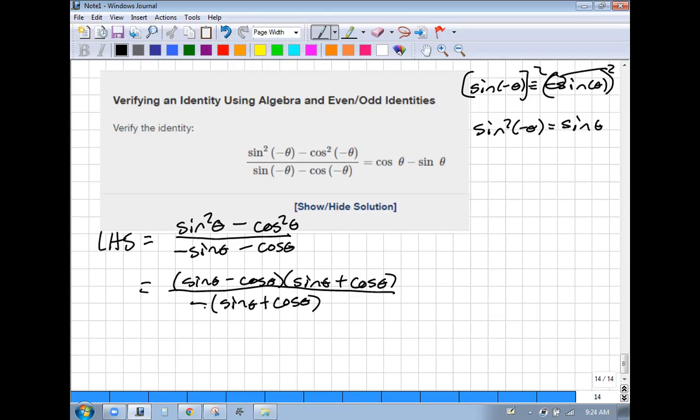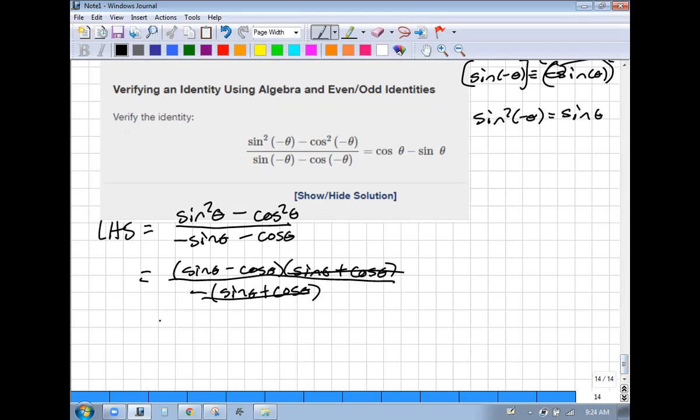So now I can see, aha, there's that guy. I can get rid of it. Now it's not a fraction anymore. But this minus sign has to go somewhere. So it's going to go up here. So this is negative sine theta plus cosine theta. Well, that's exactly what we have here on the right-hand side. So we showed the left-hand side is equal to the right-hand side. Yes.